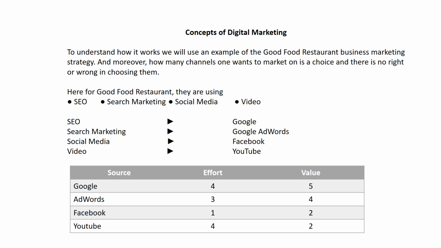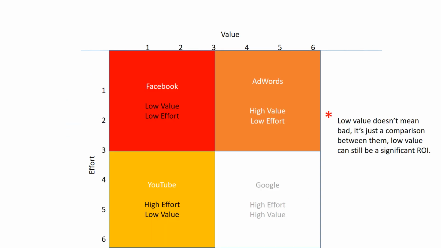So let's drop these 4 into a table, and next we'll score the effort on a level of 1 to 6, 6 being the most amount of effort and 1 the least. And we'll also score the value. Now these scores are specific to your business. Here I'm going to just assign some numbers here as an example.